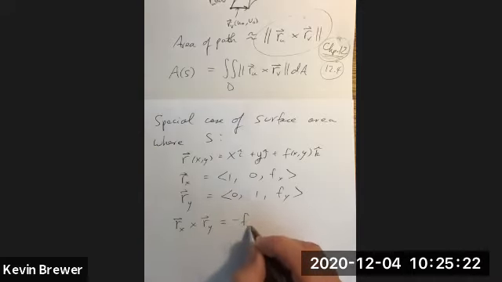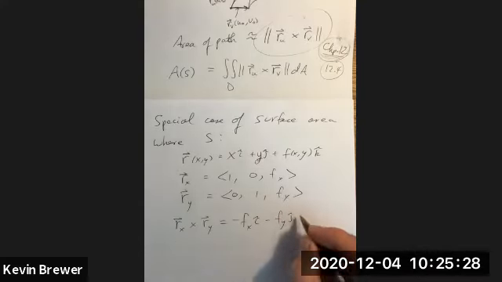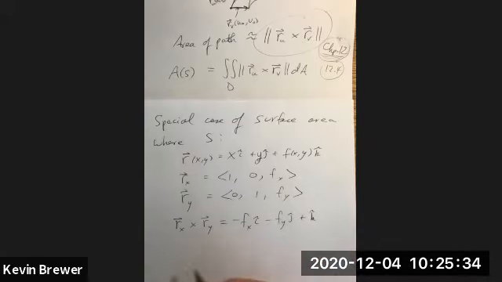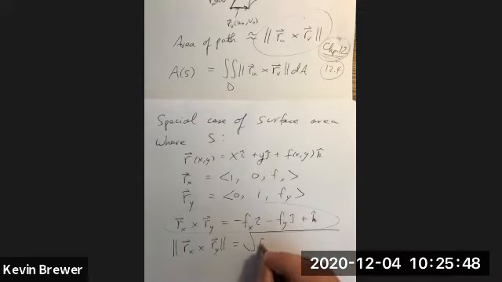Remember, that's just minus f sub x, minus f sub y, plus k. So then the magnitude of r sub x cross r sub y, from part 3 of the lecture, is just the square root of, and we don't need the minus signs anymore since those will go away when we square, f sub x squared plus f sub y squared plus 1 squared, which is 1.